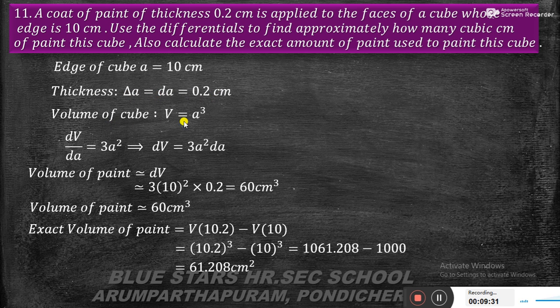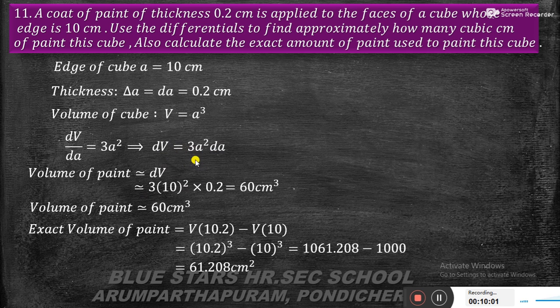Next, the volume of the cube. We know that the volume of the cube equals A cube. From this I calculate dV by dA, differentiating with respect to A. So dV by dA equal to 3 into A square. The next step, I cross multiply the dA to the right hand side. So dV equal to 3A square into dA. The volume of the paint is dV.